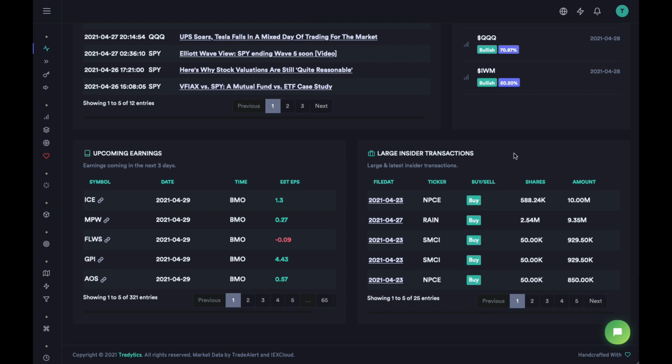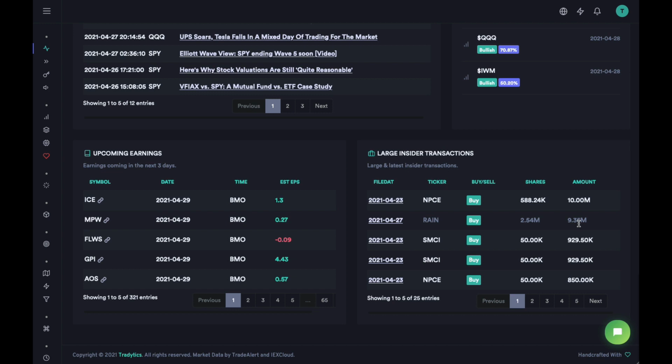For largest insider transactions, the really good tip is if you see large buys, then that's a really good sign, because there is a saying that people sell for various reasons, but they only buy for one reason, and that reason is that they're confident in their business. So if you see very large buys, so this is a really good buy of $10 million, then we have a $9.35 million. These are again both bullish signals.